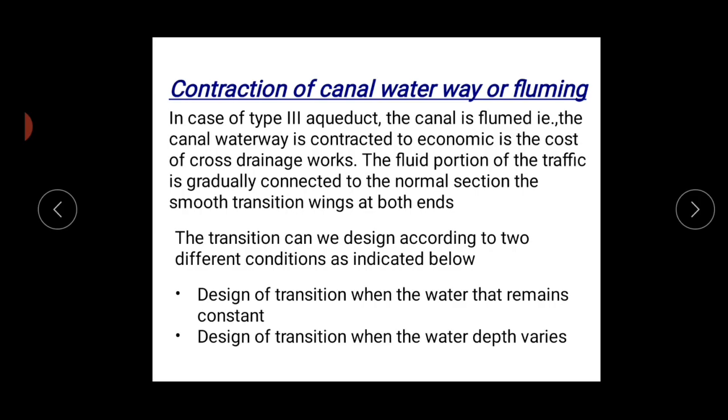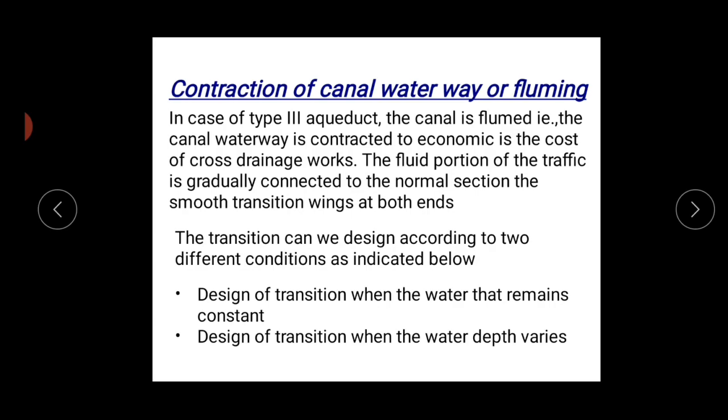Here the fluming or the contraction of the canal waterways should be done in such a way that the velocity in the trough is not more than 3 meter per second and the flow remains in subcritical condition. What the subcritical condition means is that we are avoiding the possibility of hydraulic jump formation in the trough.